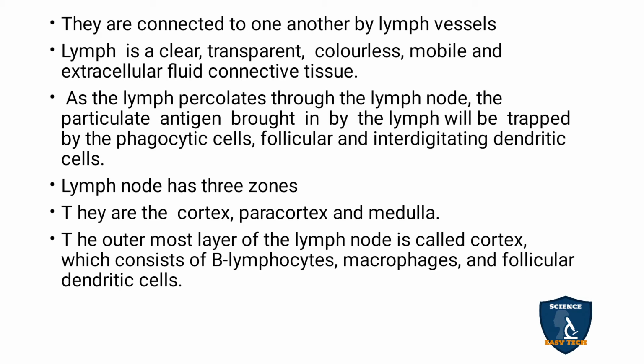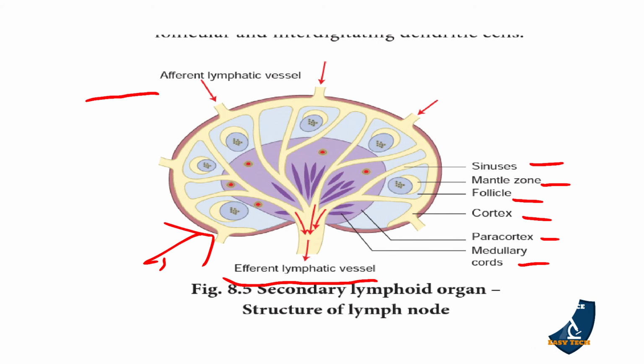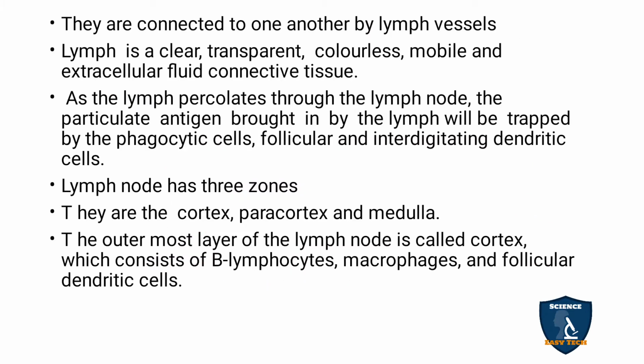So, they are connected to one another by lymph vessels. There are afferent and efferent vessels, you can see here. So, the lymph nodes are connected with the vessels, that is afferent lymphatic vessels and efferent lymphatic vessels. Through the vessels, they are connected to one another.